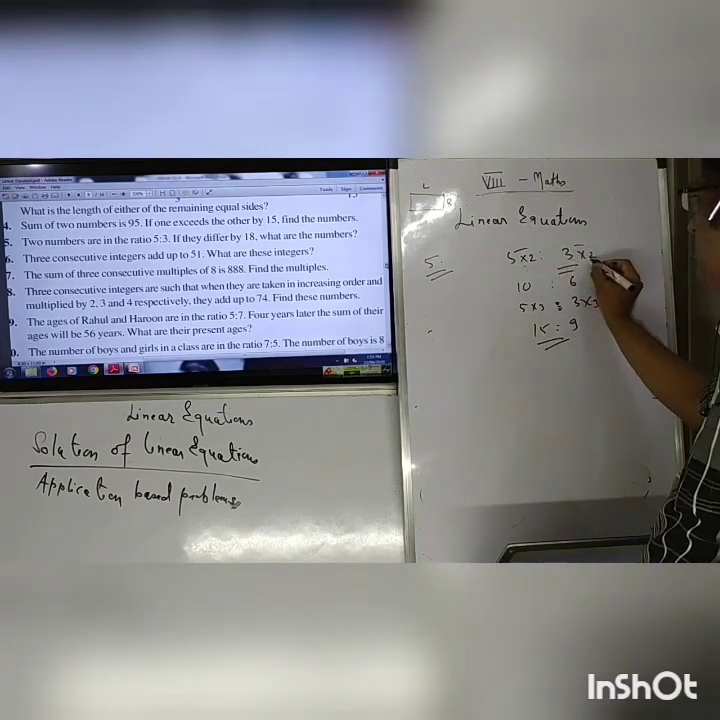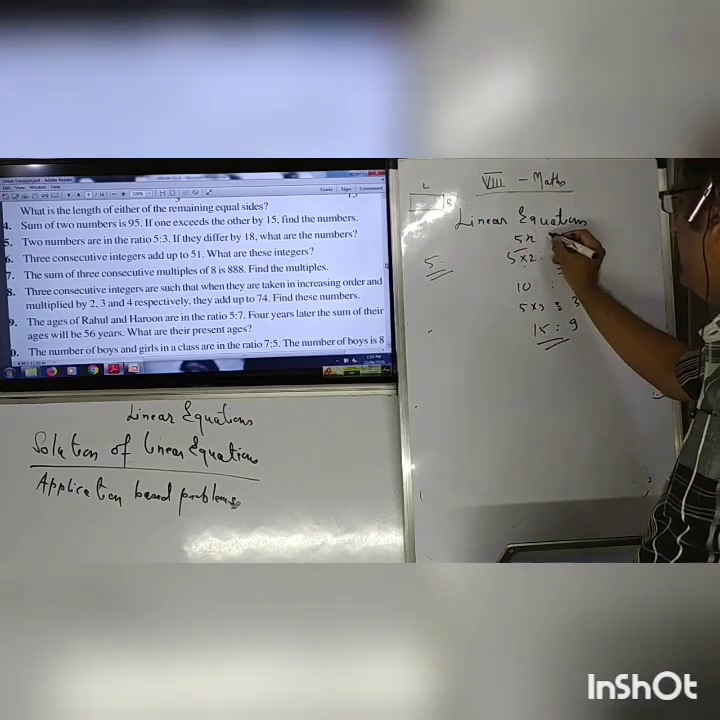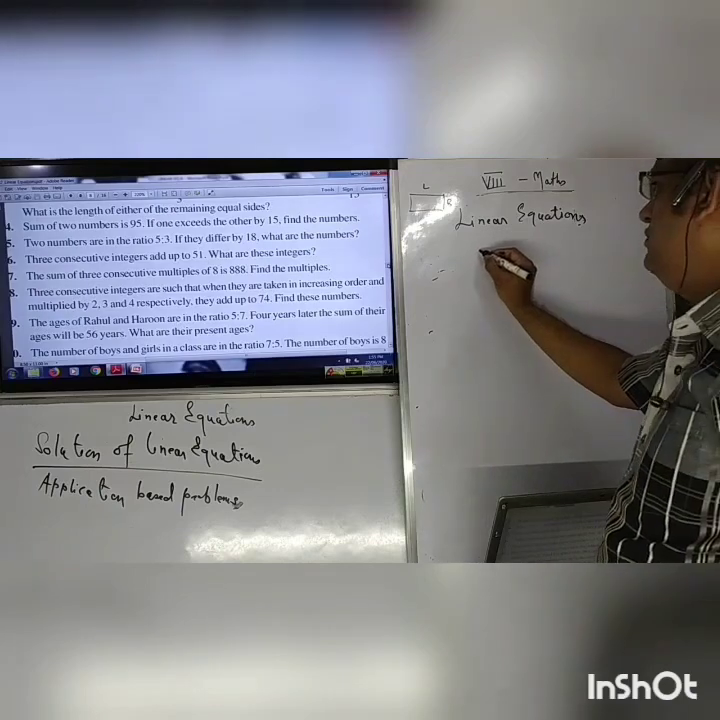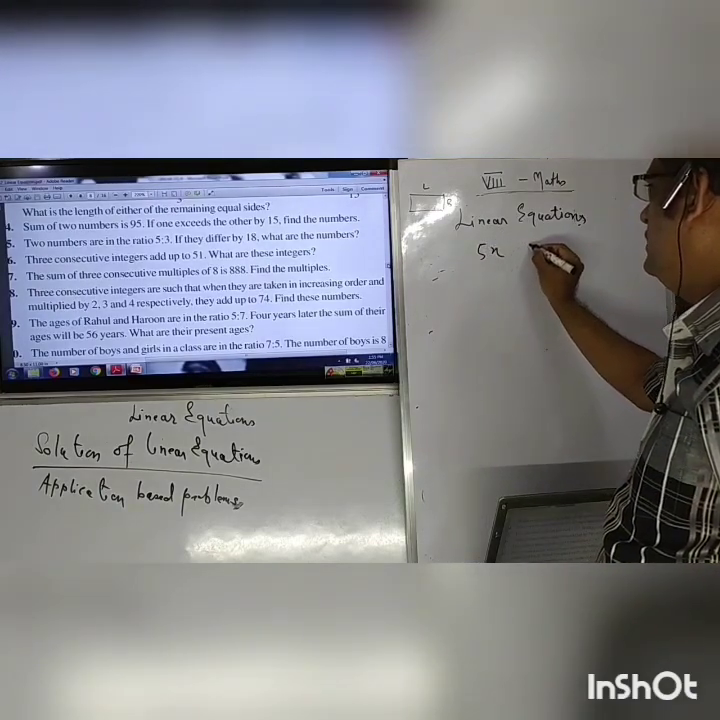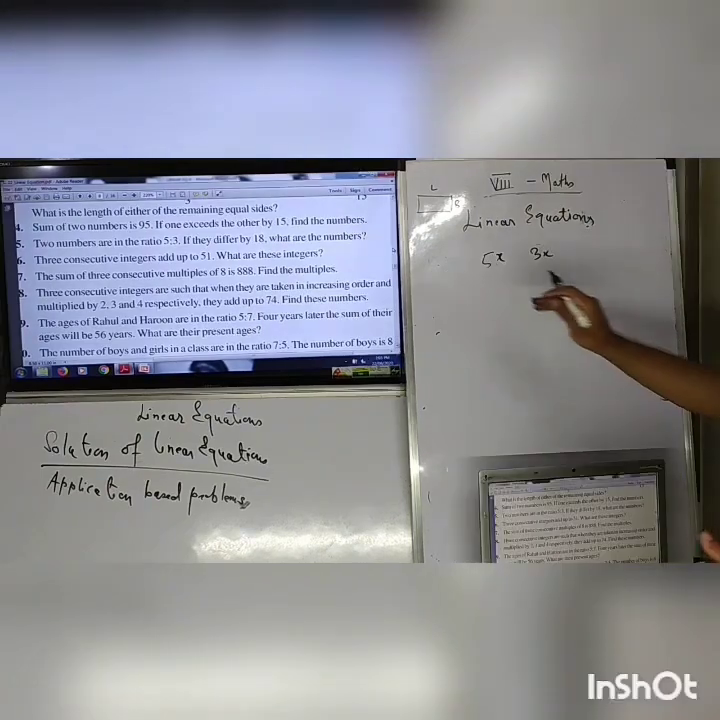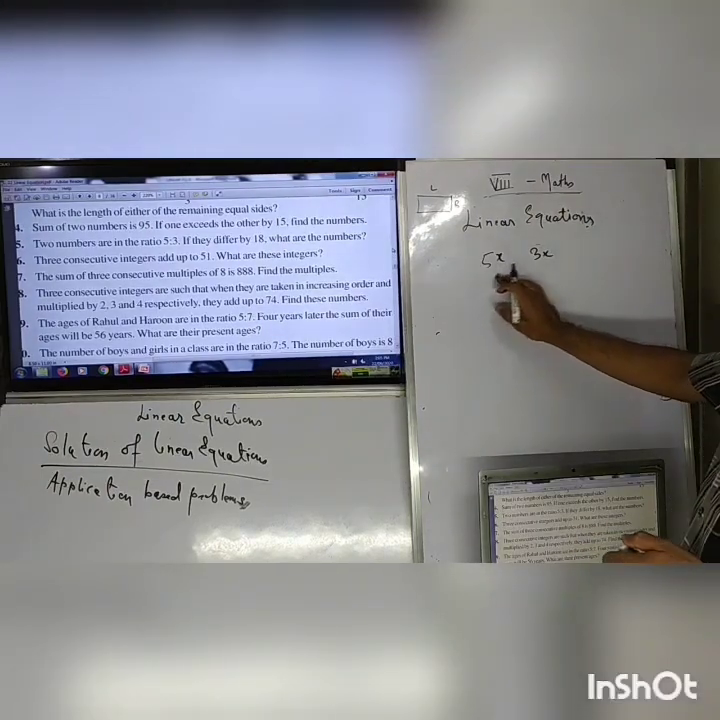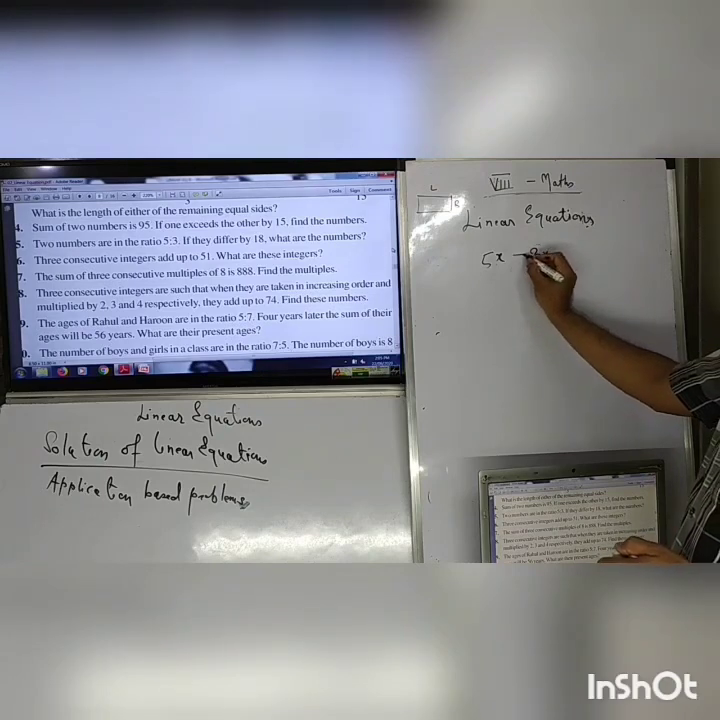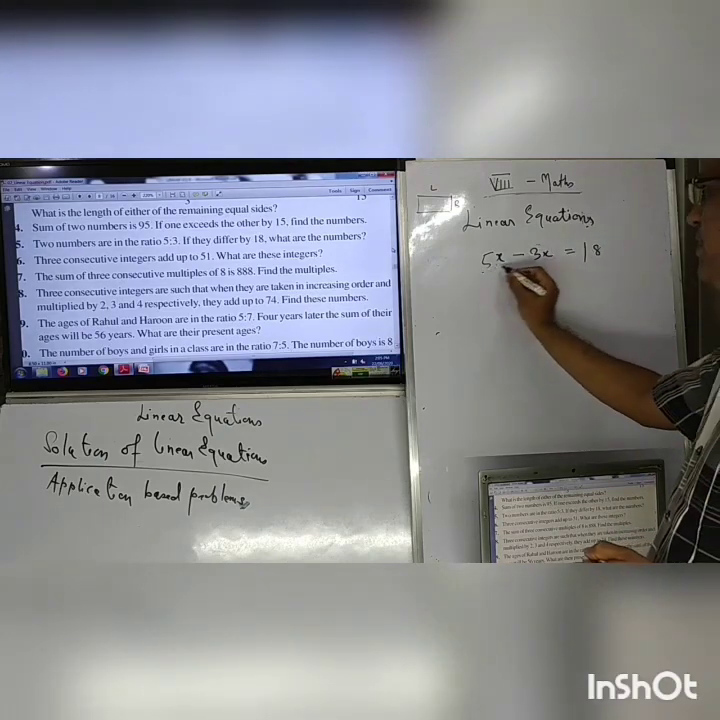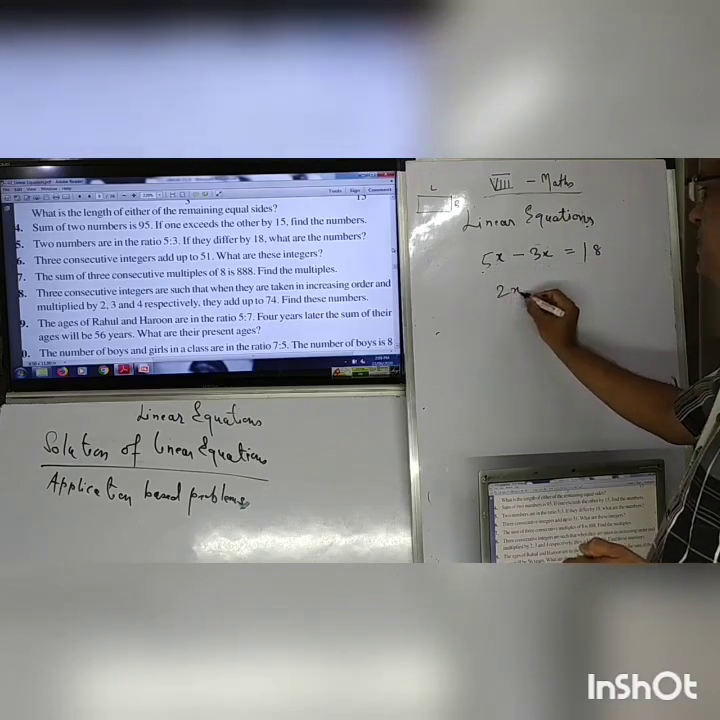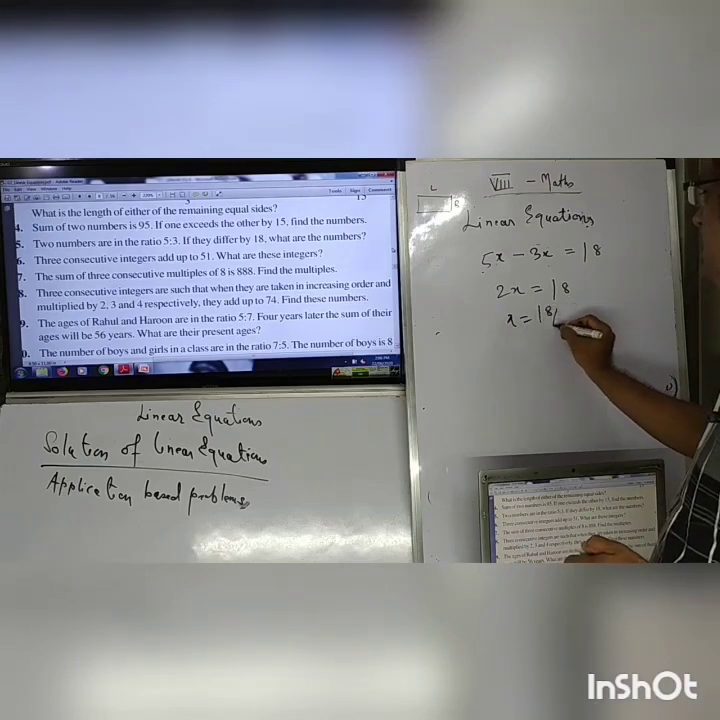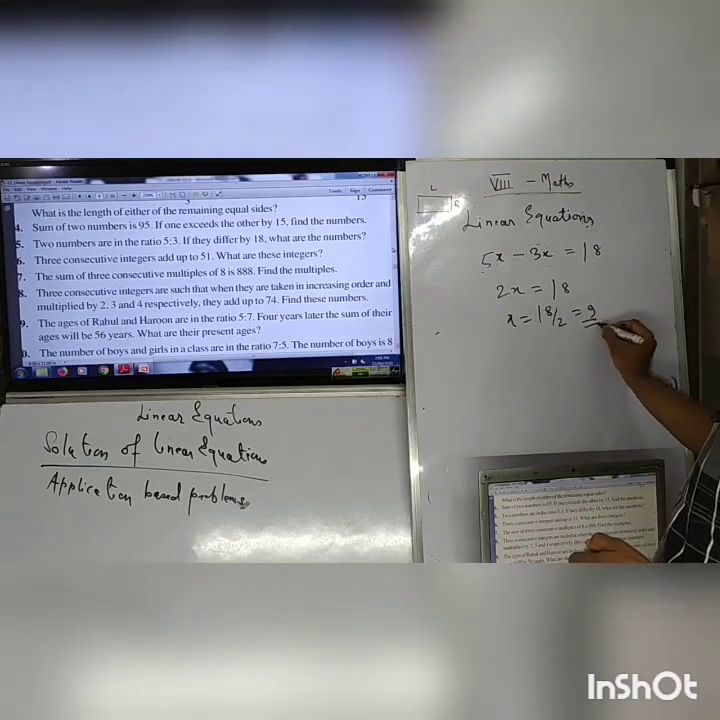If you multiply both by x, then one number is 5x and another number is 3x. So one number is 5x and the second number is 3x. Now these are in ratio 5:3. These differ by 18, which means the difference of these two numbers is equal to 18. 5x minus 3x is equal to 2x. 2x equals 18, which implies x equals 18 divided by 2, that is 9.